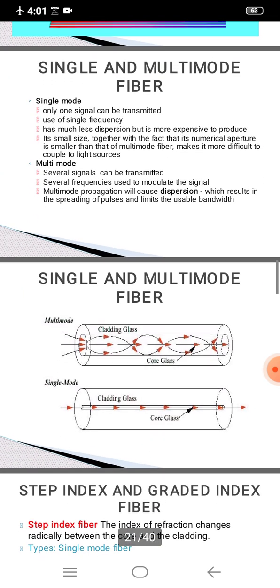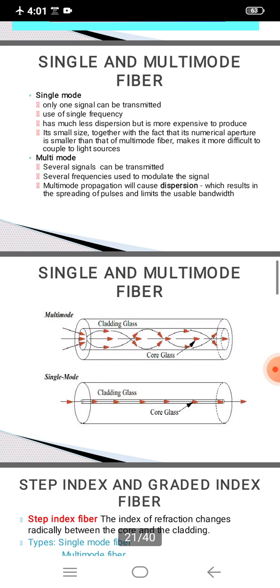Next I move to the next category, single and multi-mode fiber. So in the single mode fiber, only one mode can be transmitted. So by sending only one mode with a single frequency, we have less dispersion. But this single mode fiber is very expensive to produce. So the size of core and cladding will be very small.